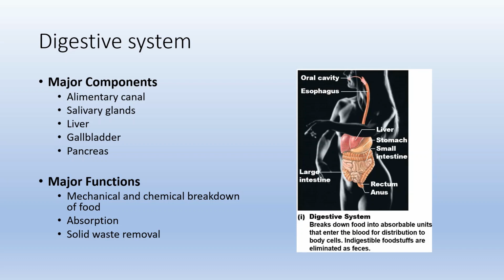The purpose of breaking down food mechanically and chemically is so the body is able to absorb those smaller particles or the building blocks of what we have ingested. And then lastly, the digestive system is responsible for solid waste removal.